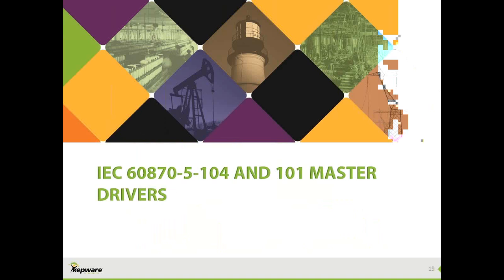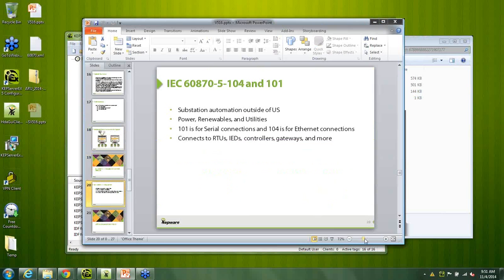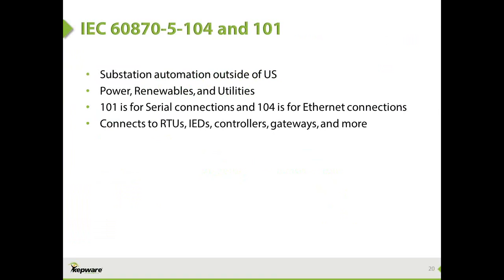I have a quick demo to go over this, and just to give a little bit of background info, these are protocols that are used in the power, renewable energy, and utility sectors. The protocols are primary substation automation protocols that are used typically outside of the U.S. and Europe and Asia, and are used for telecontrol or SCADA applications. The 101 driver is for serial-based devices, and the 104 is for networked Ethernet devices, which those devices are RTUs, IEDs, intelligent electronic devices, controllers, and gateways.